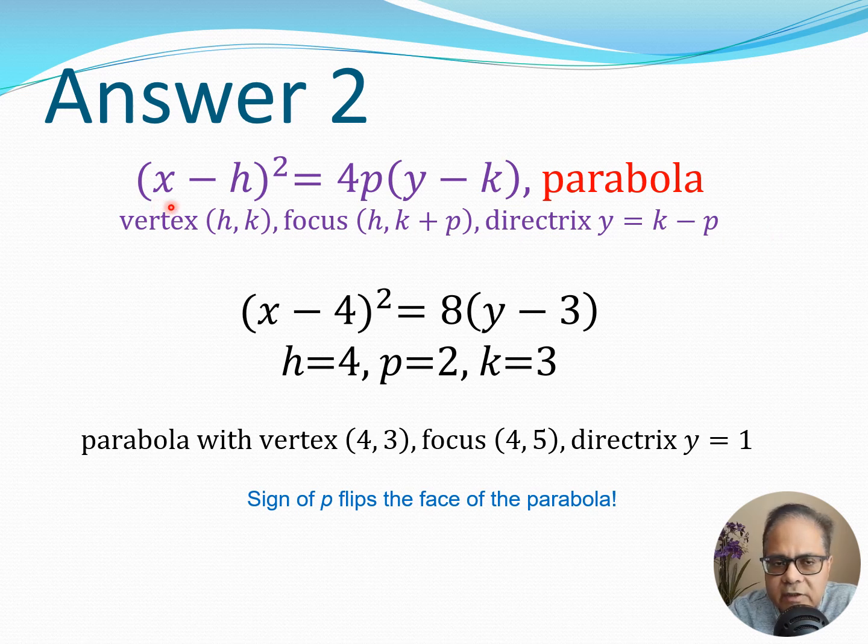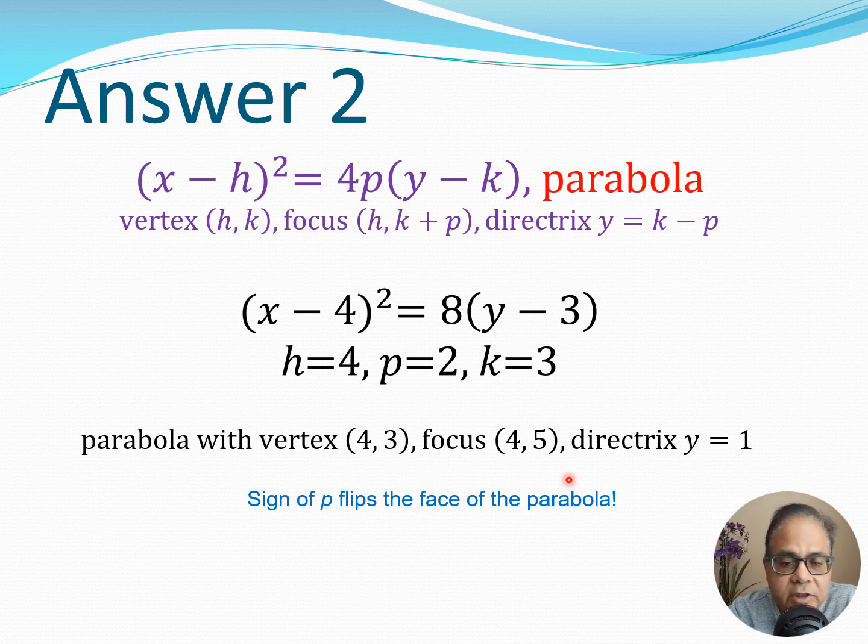So let us now look at this particular general equation for the second type of parabola, and this is (x minus h) square is 4p (y minus k). This of course is the equation of a parabola with vertex (h, k), focus (h, k plus p), and directrix y is k minus p. Now if we take this parabola and compare it with the general form, we can immediately see that h is going to be 4, p is 2, and k is 3. So this is what I get here.